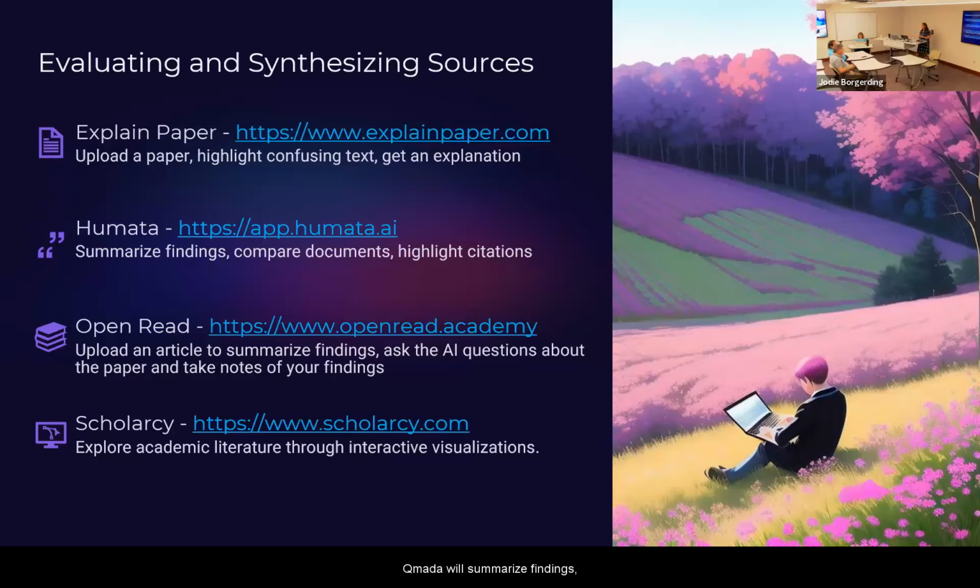Humata will summarize findings, compare documents, and also highlight citations. With OpenRead, you upload an article to summarize findings. You can ask the AI questions about the paper and take notes of your findings. And Scholarcy allows you to summarize, analyze, and organize your research. It also has a research quality indicator feature. And this one is also very visual in its responses, like maps and graphs. So if you prefer visual outputs, that might be a tool that you'll want to use.